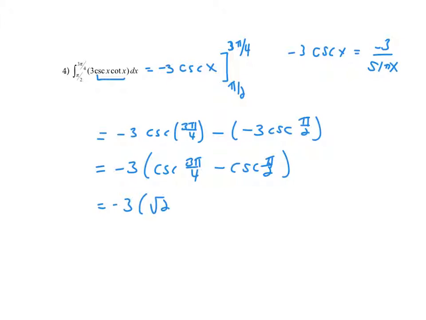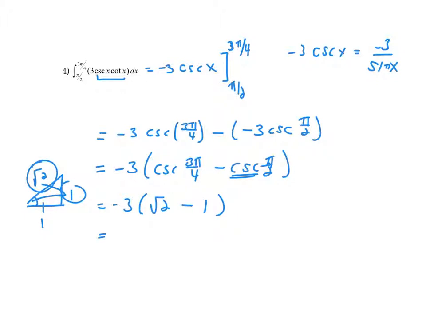This is a case where you might find it easier just to work with the 45-45 right triangle. The sine of this 45-degree angle would be 1 over the square root of 2, and it's easier to think about the cosecant as hypotenuse over opposite, so square root of 2. From that we're going to subtract the cosecant of pi over 2. The sine of pi over 2, 90 degrees, is 1, so the cosecant is also going to be 1.